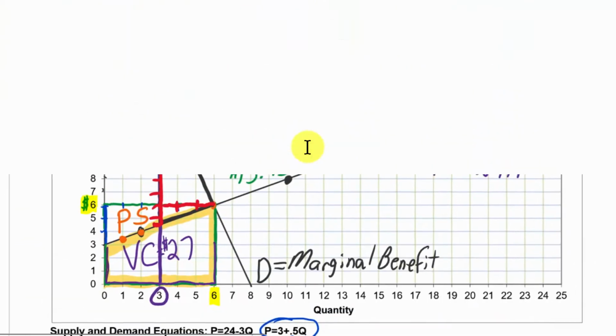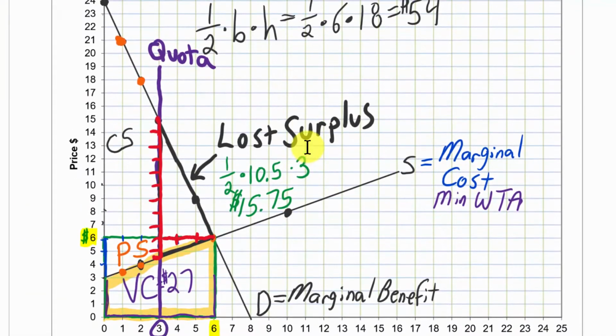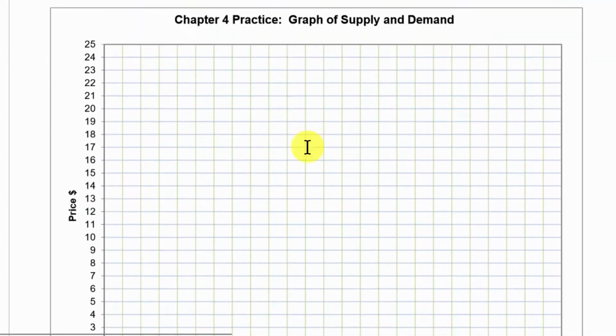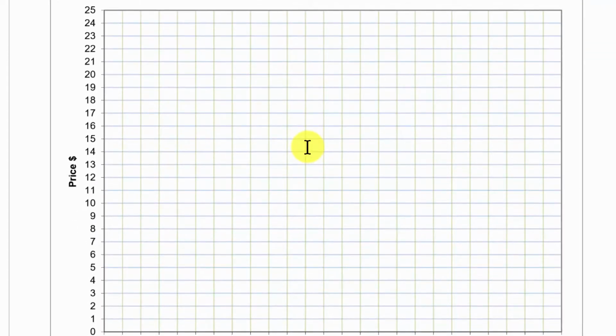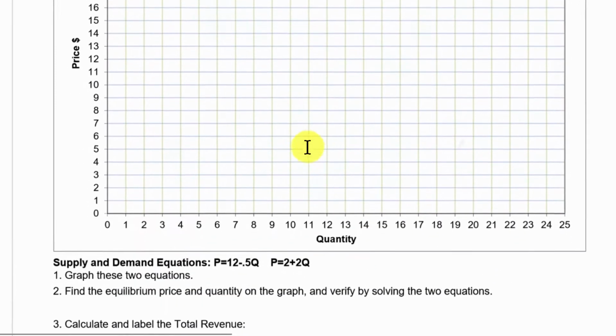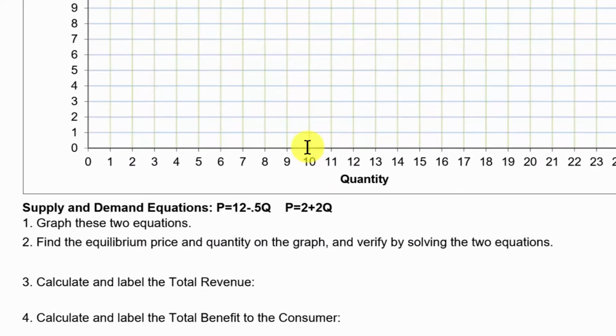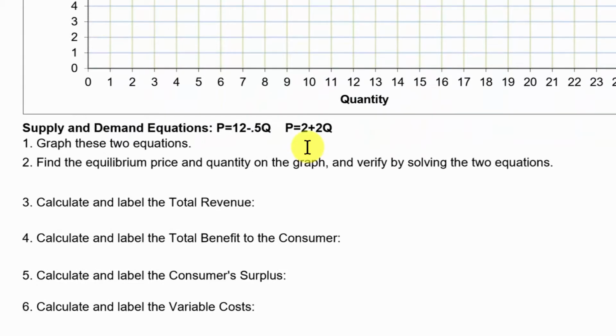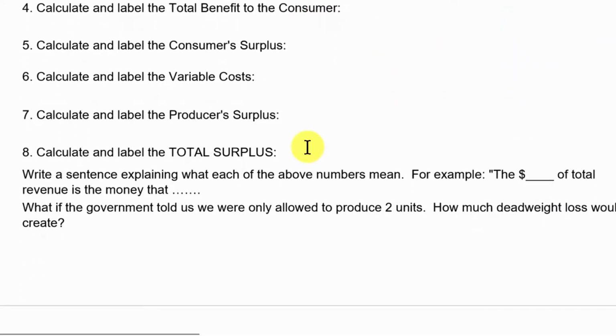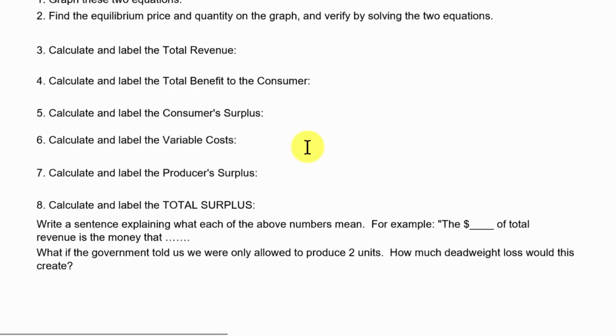So after watching this video, what you need to do very, very quickly, if you're going to understand this, is you need to try to do exactly what we just did by yourself. On your handout that you need to print out, here is a practice scenario where we have demand and supply equations. You need to graph them, solve them, calculate all of these things we just did, and then make sure that you can explain what all of these numbers mean. And the last page of your handout has some explanations, like we talked about, of what these numbers mean.